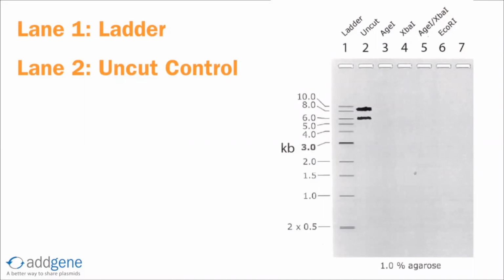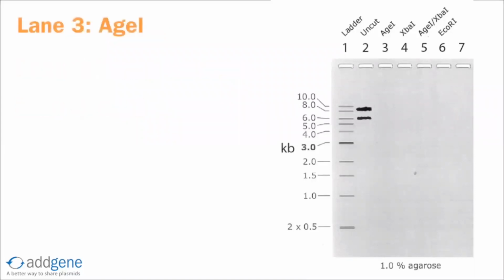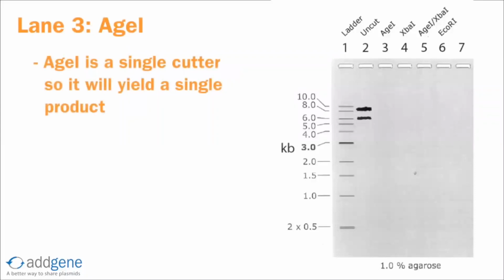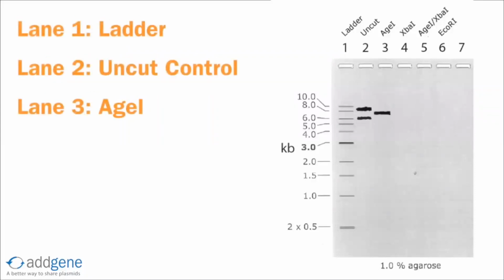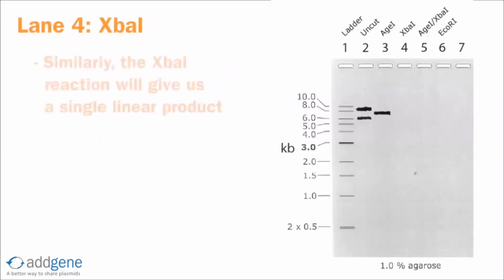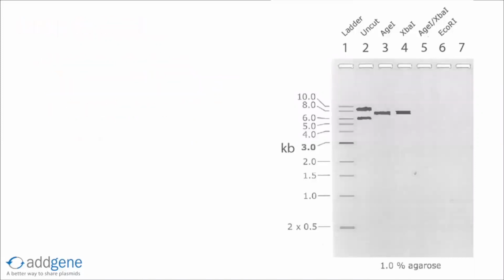Now that we've drawn our control, let's move on to our digestions. Lane 3 is the AGE1 digestion, which yields a single product. And because it's linear, its migration is consistent with the marker. So we expect to see a band at the 7.5 kb mark. Lane 4 is the XBAL1 digestion. Just like AGE1, it yields a single linear 7.5 kb band. So we expect to see a band in the same 7.5 kb spot.